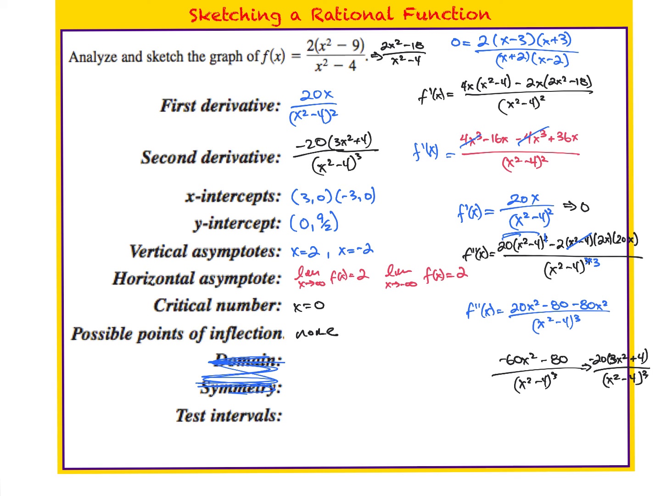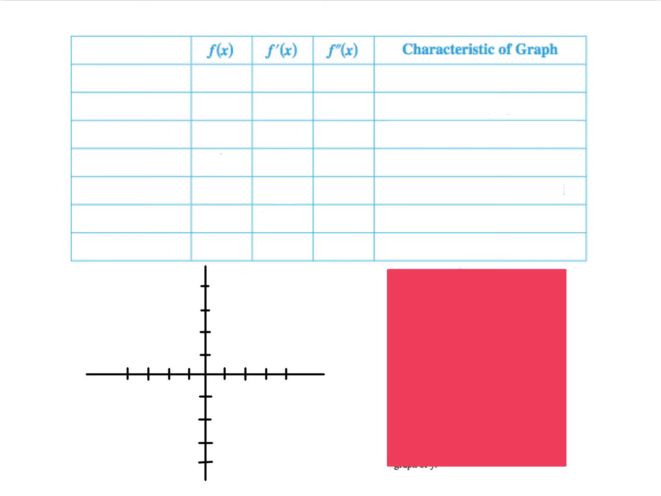So what are my test intervals? Negative infinity to what? Negative 2, and then negative 2 to 0, and then 0 to 2, and then 2 to infinity. Let's set up our chart. So now we have negative infinity to negative 2. We're going to test x equals negative 2. Actually, what is x equals negative 2? Vertical asymptote.